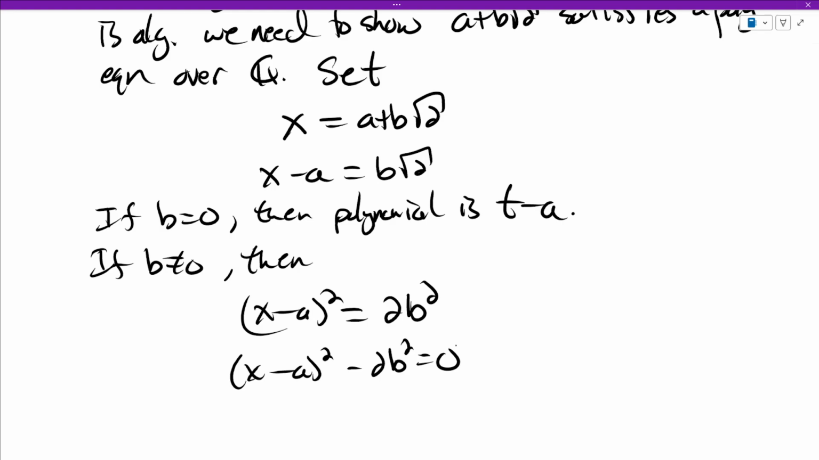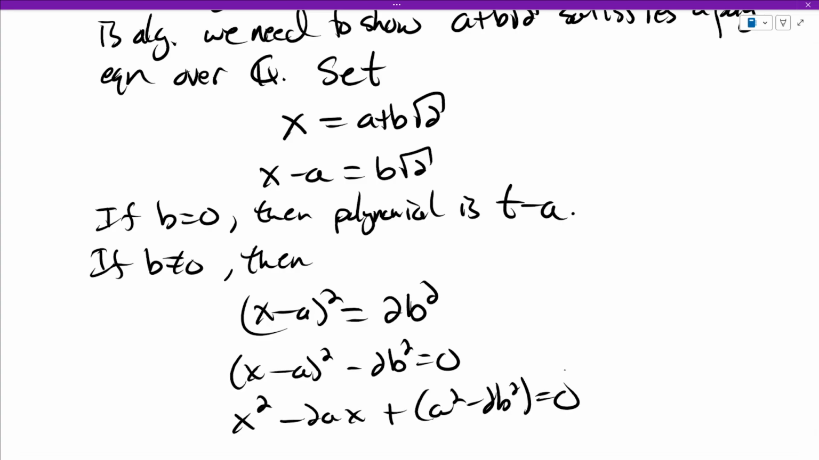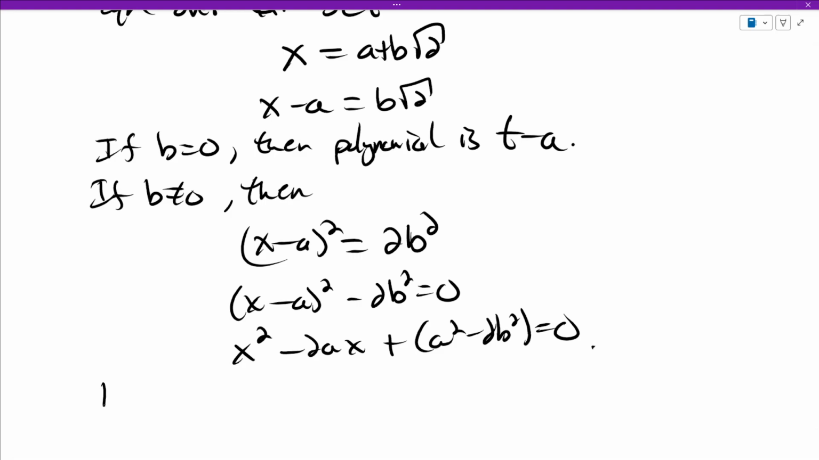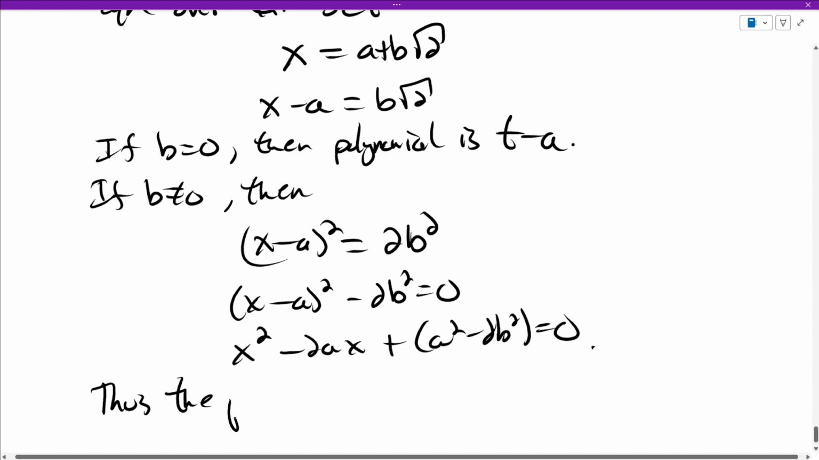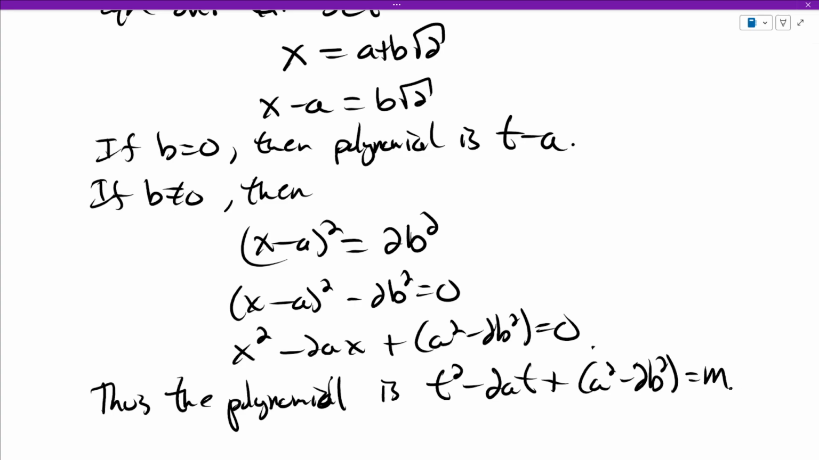And technically we're done here, but I'm going to multiply everything out. We have x squared minus 2ax plus a squared minus 2b squared is 0. And so the polynomial is going to be t squared minus 2at plus a squared minus 2b squared. And in fact, this is the minimal polynomial of a plus b root 2 when b is not 0.